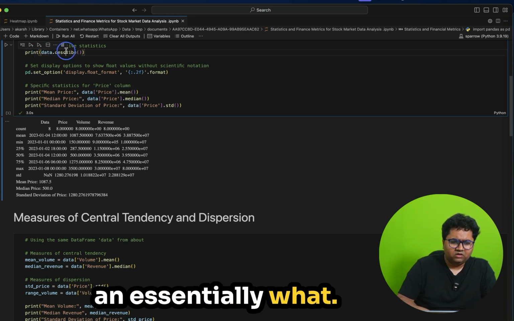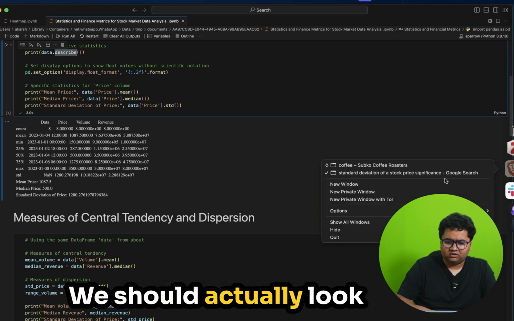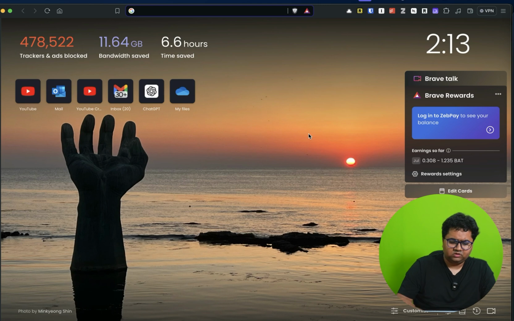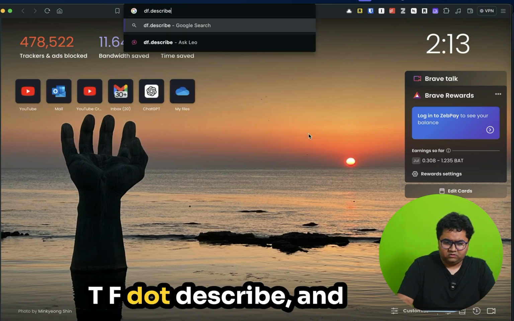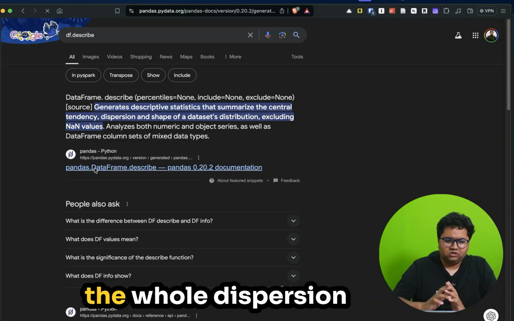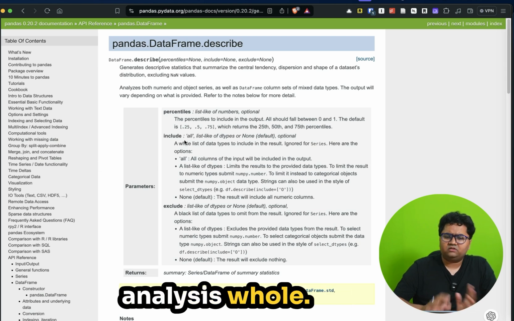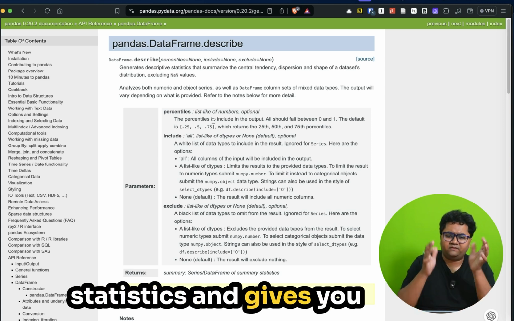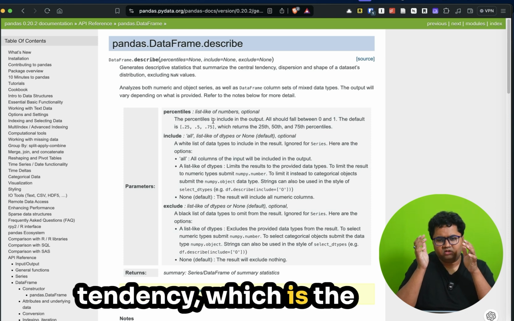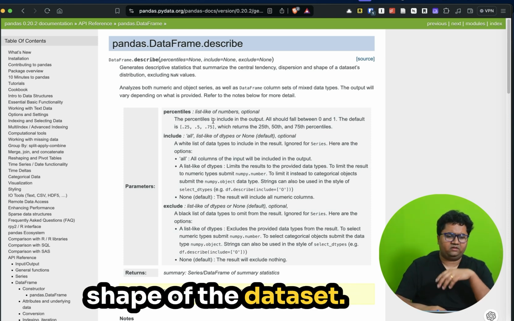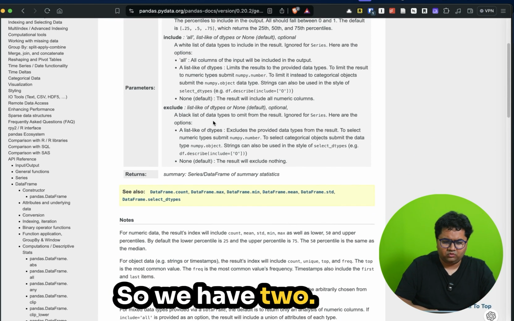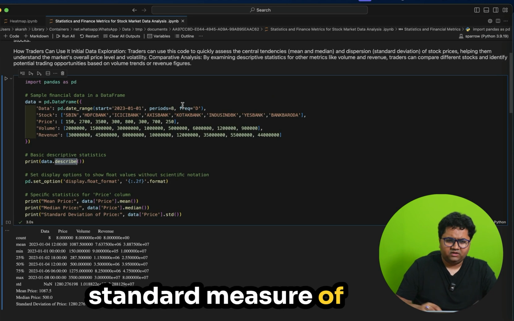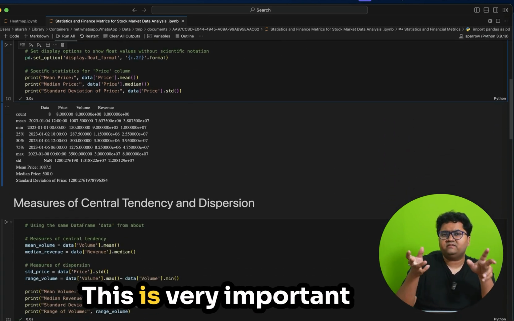And essentially what this function does, we should actually look at the documentation for the function. df.describe, and this should give you the whole dispersion analysis, it just describes basically simple statistics and gives you the measure of central tendency, which is the dispersion and the shape of the data set. It will not include NaNs, so we have to work our way with that. So yeah, this is just a standard measure of central tendency. Now, why would you use that? This is very important to understand.